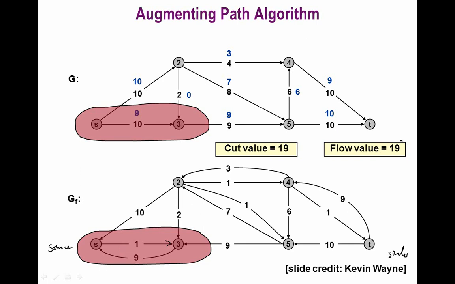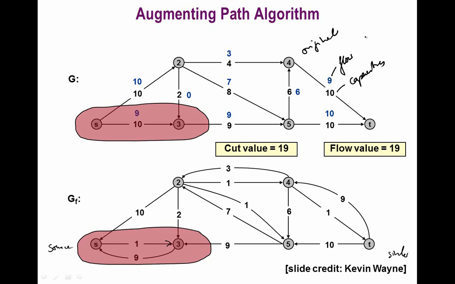And we found a flow value of 19. On the top is the original graph, where again in black are the capacities and in blue is the flow that was pushed.